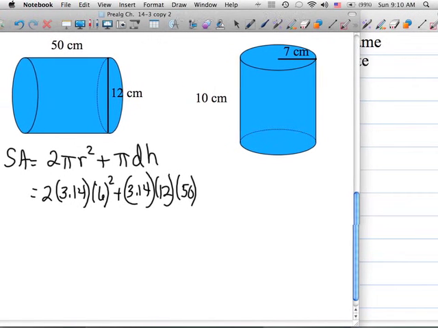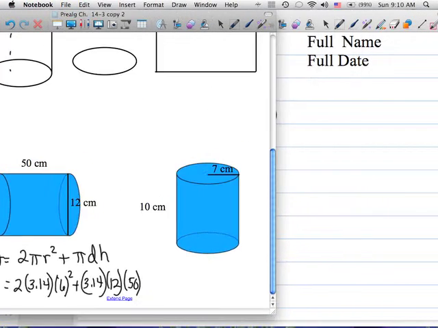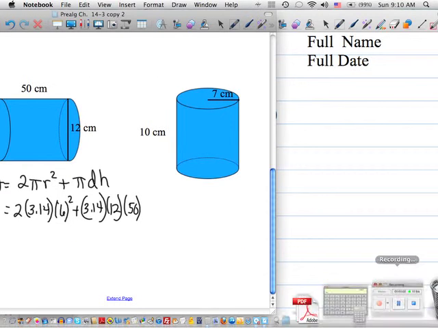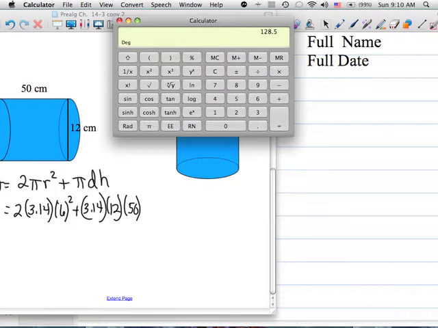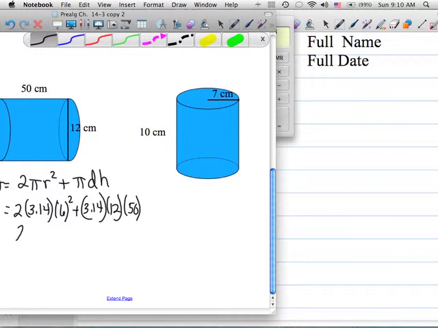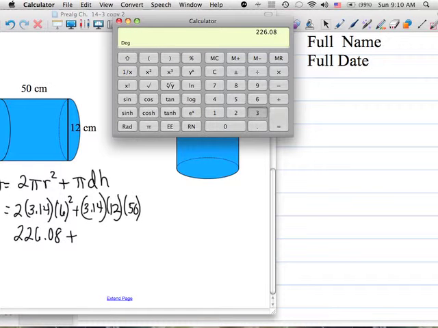So now we need our calculator. And we're going to take 2 times 3.14 times 6 to the second power, square it, and we get 226.08. So I want you to put that down. 226.08 plus 3.14 times 12 times 50. And that's 1,884.